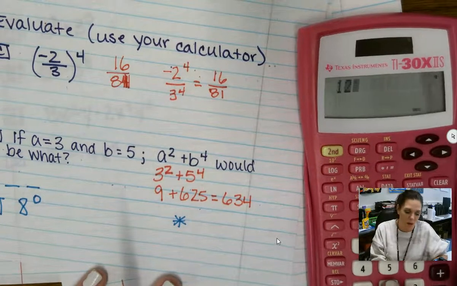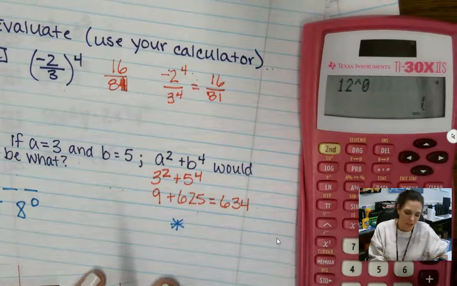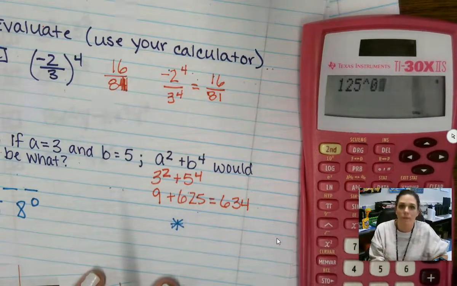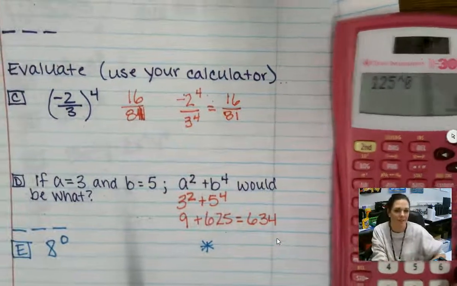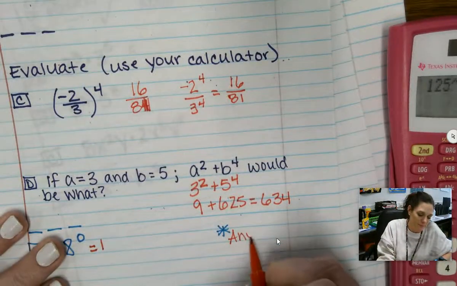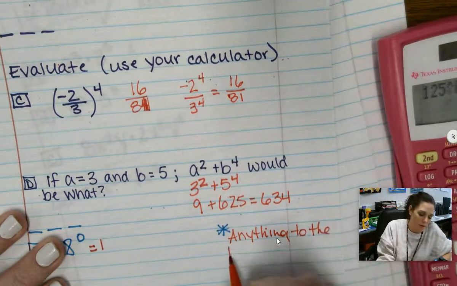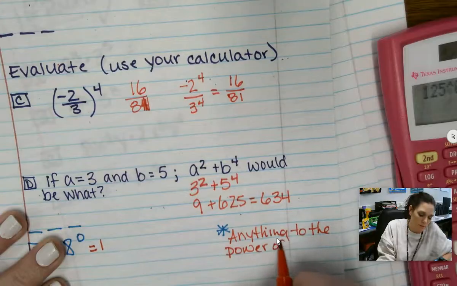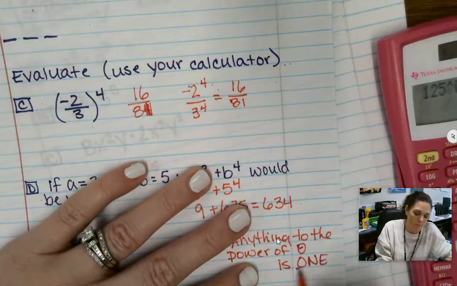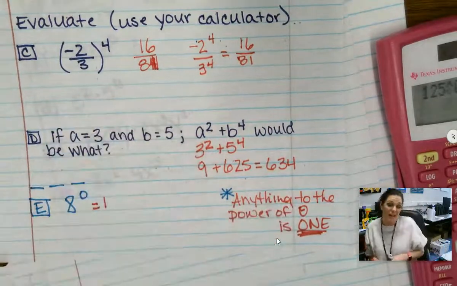Let's try a different number. 12 caret 0. That's the number 1 too. Okay, let's try 125 caret 0. The number 1. All right. So anything to the power of 0 is 1. So a way to remember it, 0 and 1 both kind of look like O's.